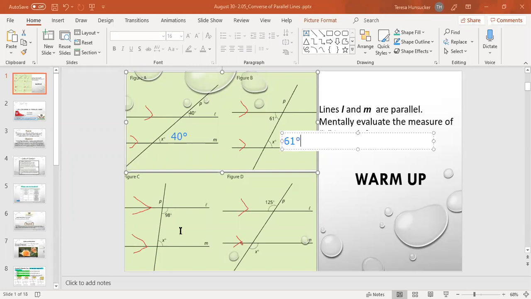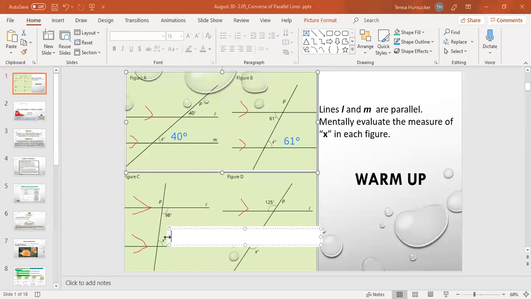And then moving on to figure C, we're in the interior where the hamburger and lettuce and tomato are, and those are on the same side of the toothpick, so they will be supplementary. It's the only angle pair that's supplementary. So we're going to subtract 98 from 180 degrees, and we're going to get 82.